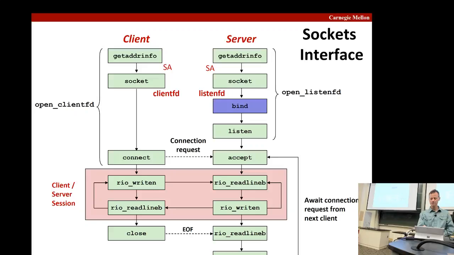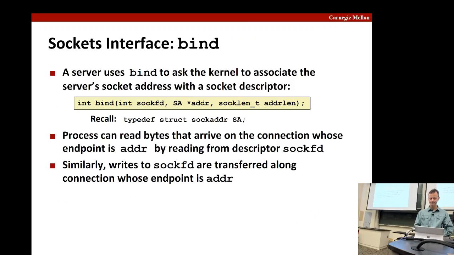So let's call the one on the server side listen FD, because eventually it's going to be listening on that file descriptor. And here's the client file descriptor FD. So that's kind of it for what the client can do at this point. The server's got the next step, which is bind. With bind, you give it a socket file descriptor, and you give it a pointer to a specific socket address, and it sets up the binding between those two.